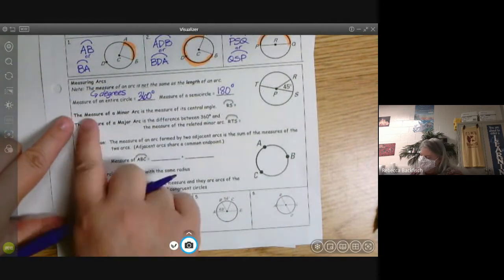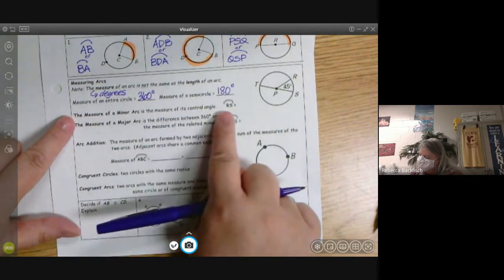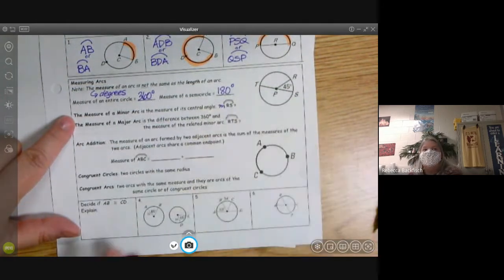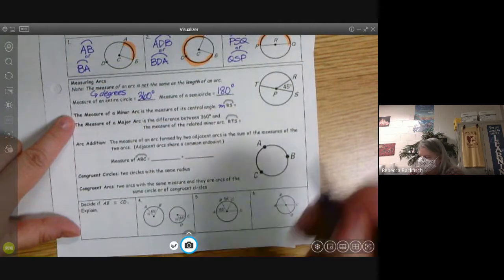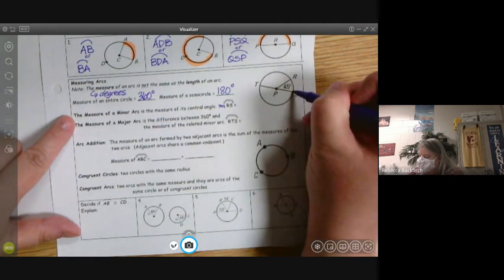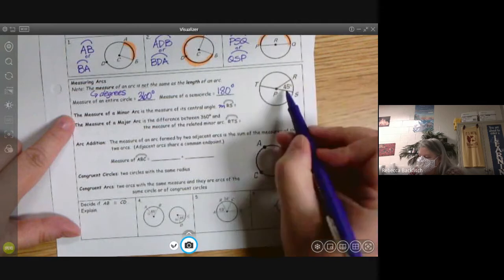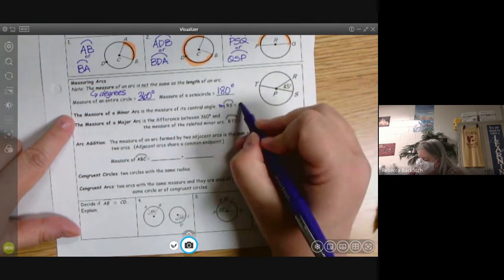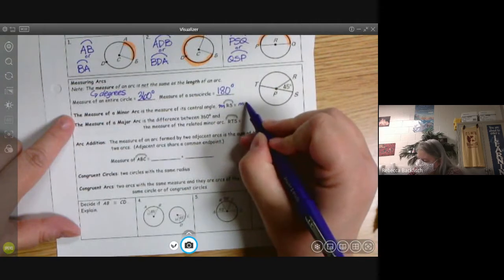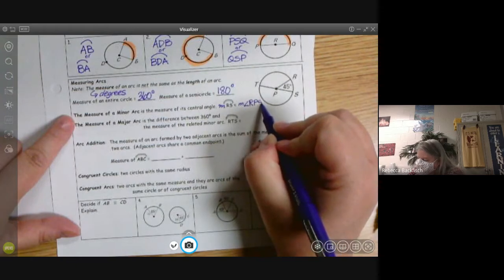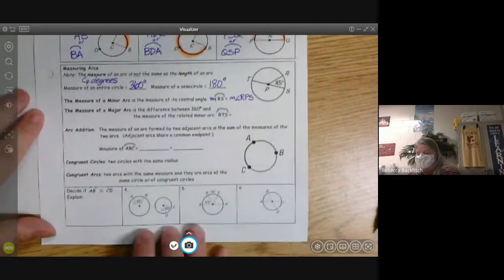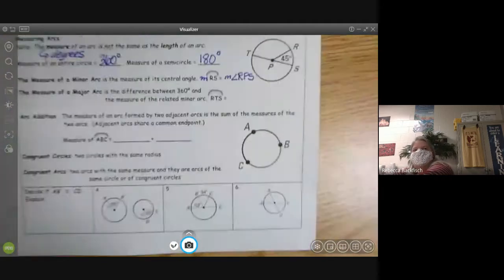Okay, so the measure of a minor arc is the measure of its central angle. I'm going to use a little m here because we do that for measure. The measure of arc RS, that's this one here, is the same as the measure of the central angle that goes with that arc. So that means it's the same as the measure of angle RPS, or I could have called it SPR. Let's zoom in a little bit.